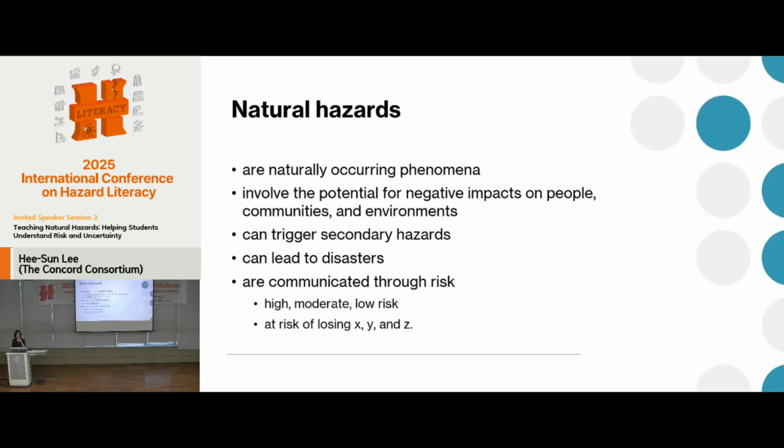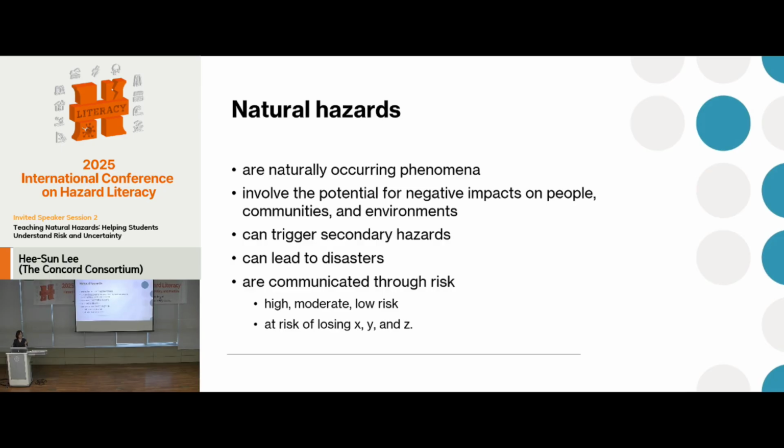So before we go in depth, let's think about natural hazards. What are natural hazards? They are naturally occurring phenomena that involve the potential for negative impacts on people, communities, and environments. And these natural hazards can trigger another set of secondary hazards and can lead to disasters.